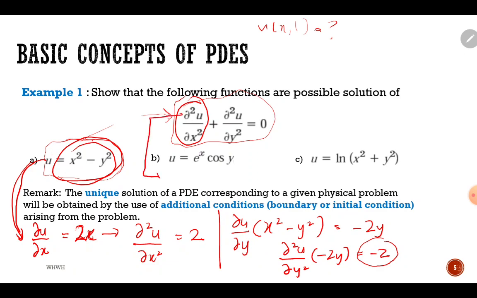If we put it in here, del square u over del x square is 2, and del square u over del y square is negative 2. So 2 minus 2 gives 0. So is it proven? Yes, definitely it is proven. Alright. Then next, let's try for B.